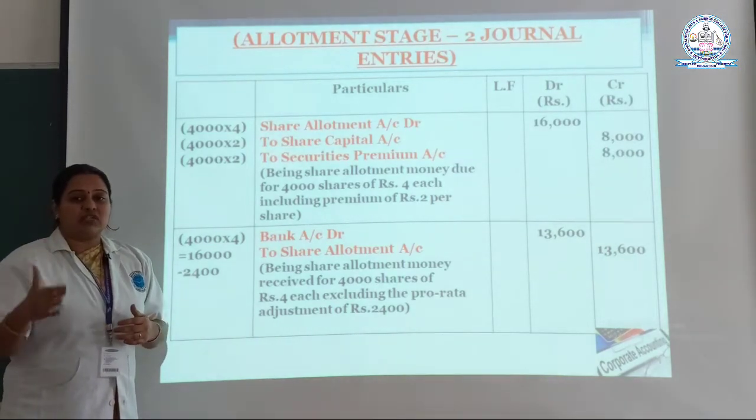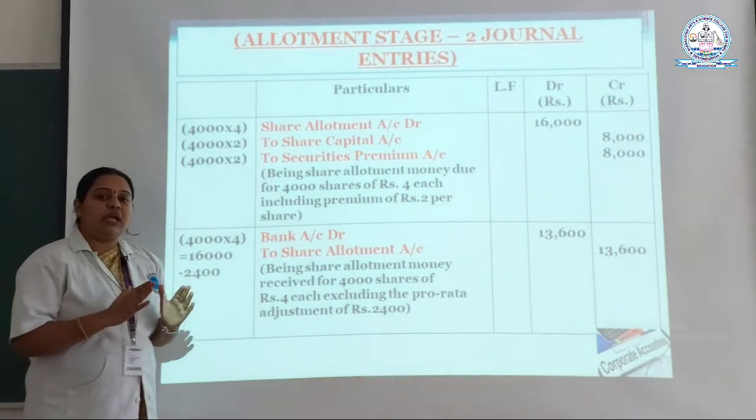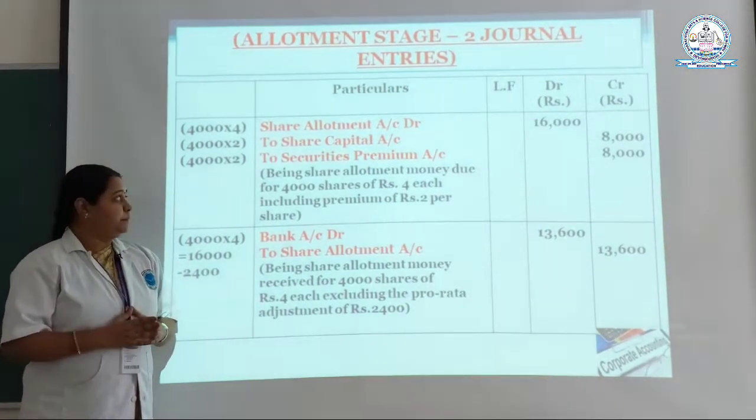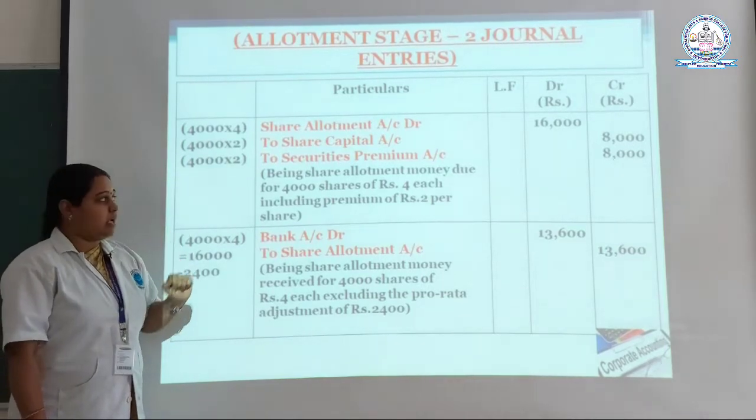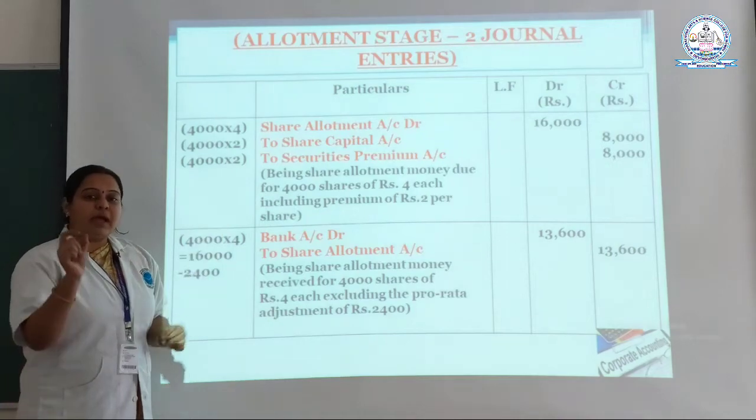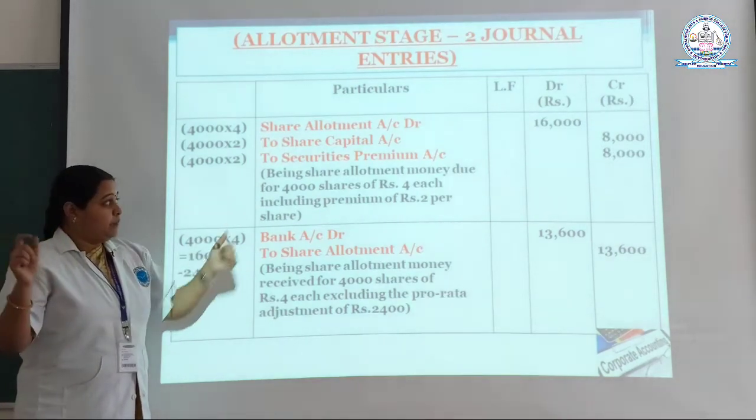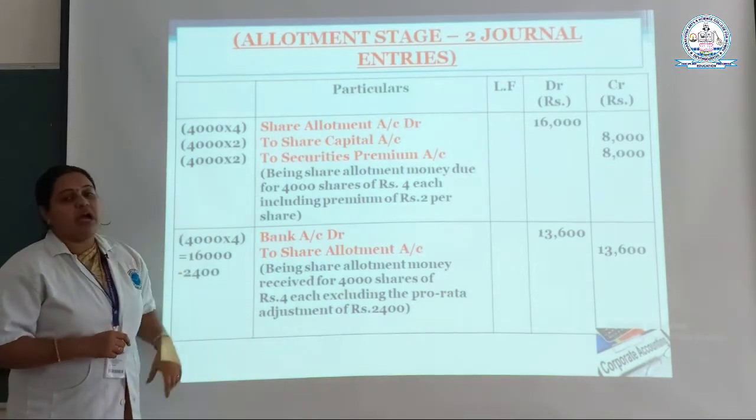Actually after rejecting and making the pro rata adjustment, we have only 4,000 shares. So 4,000 shares into 4 is the share allotment account, and for share capital we are taking only 4,000 into 2, and the remaining 2 rupees is meant for securities premium, 4,000 into 2. So we have entered the amount.